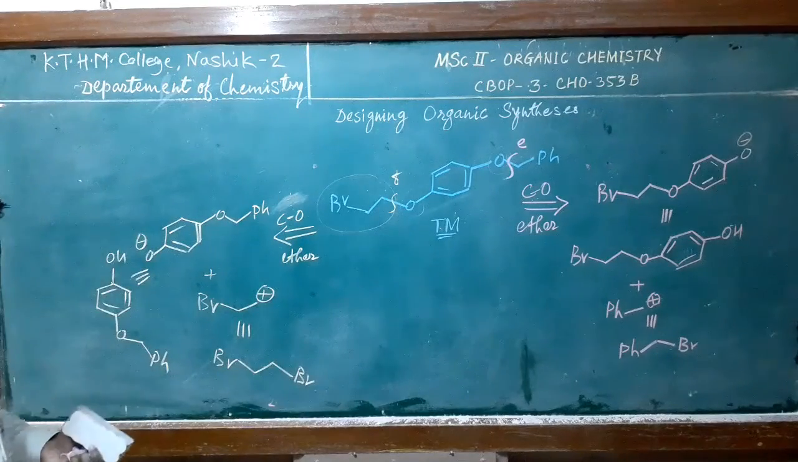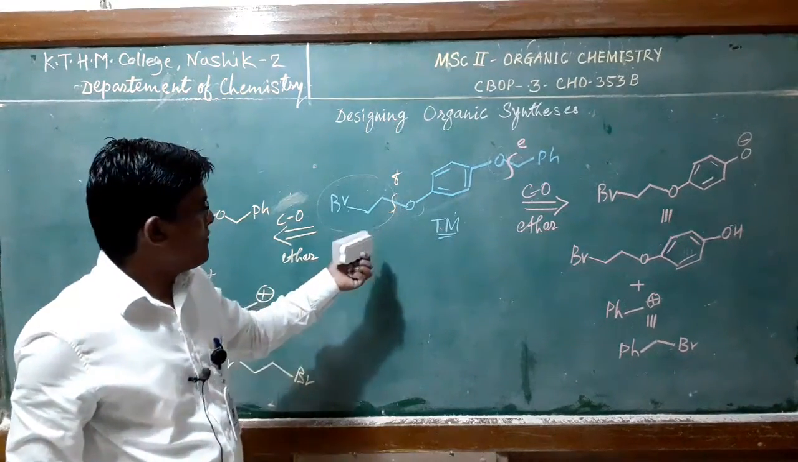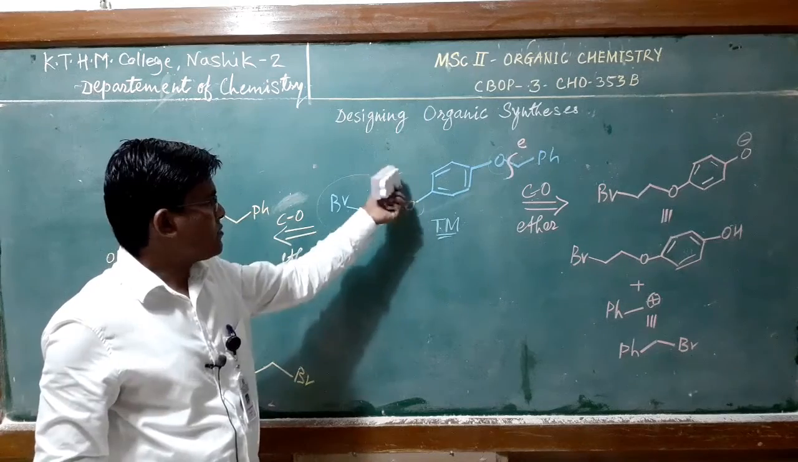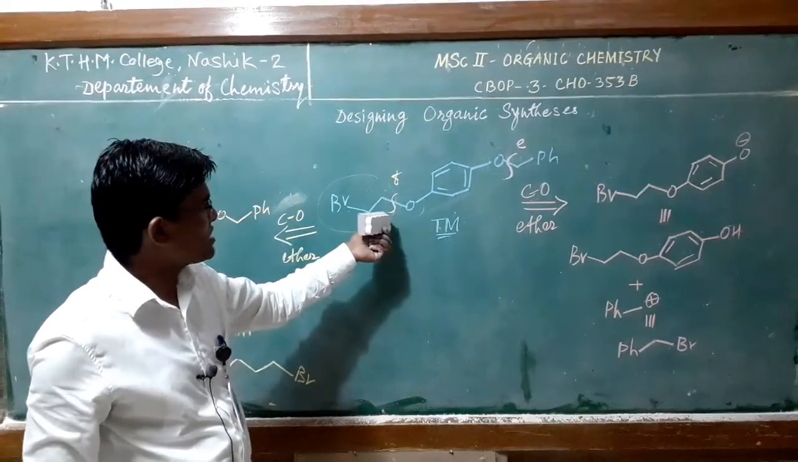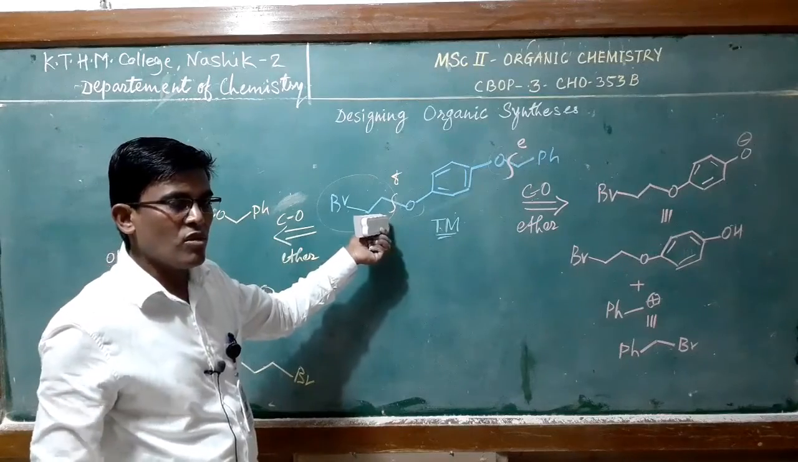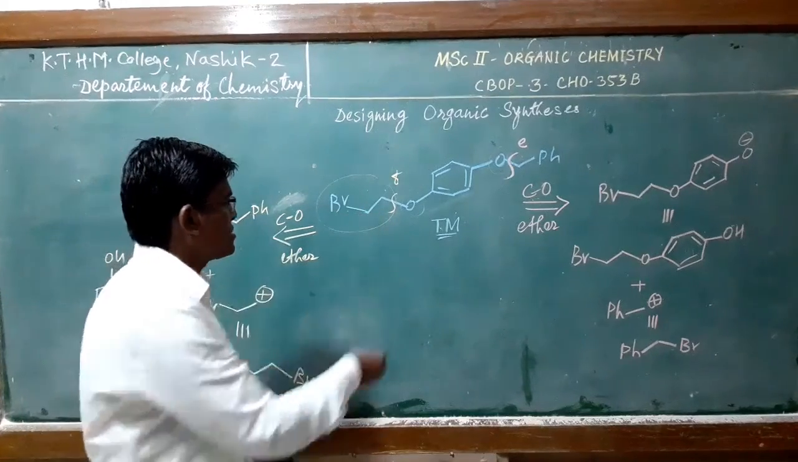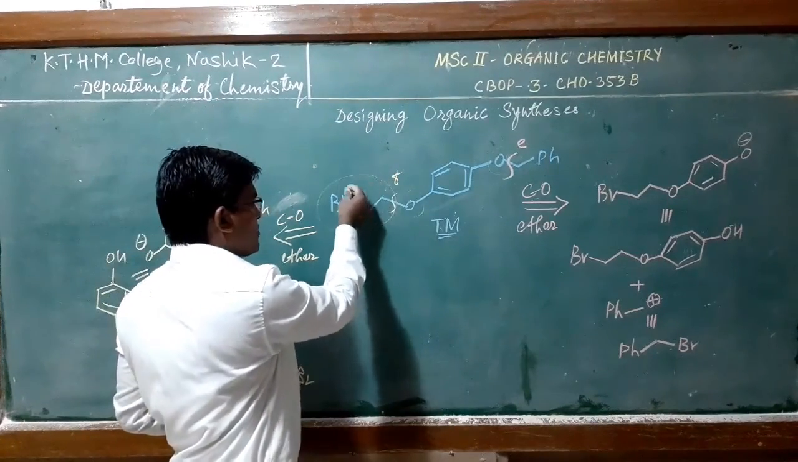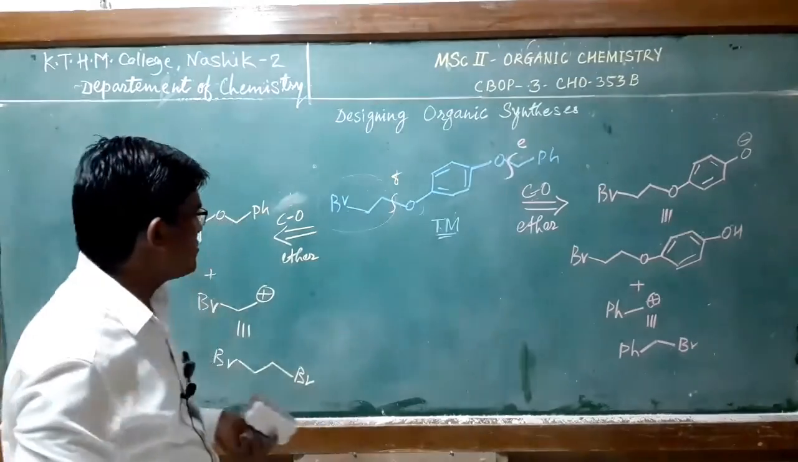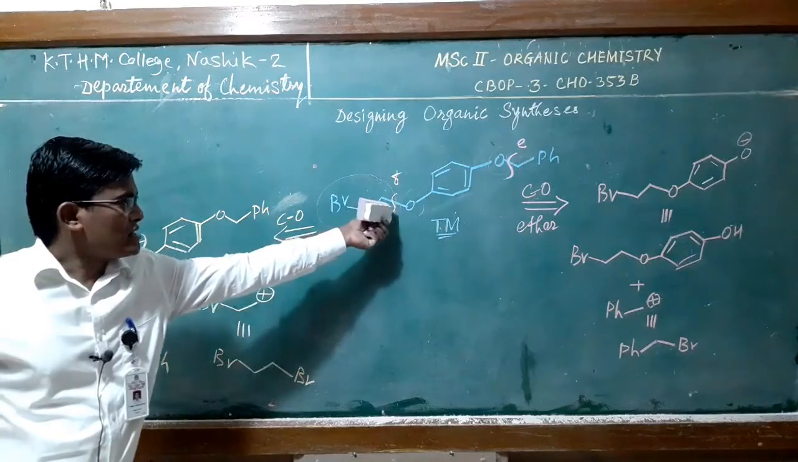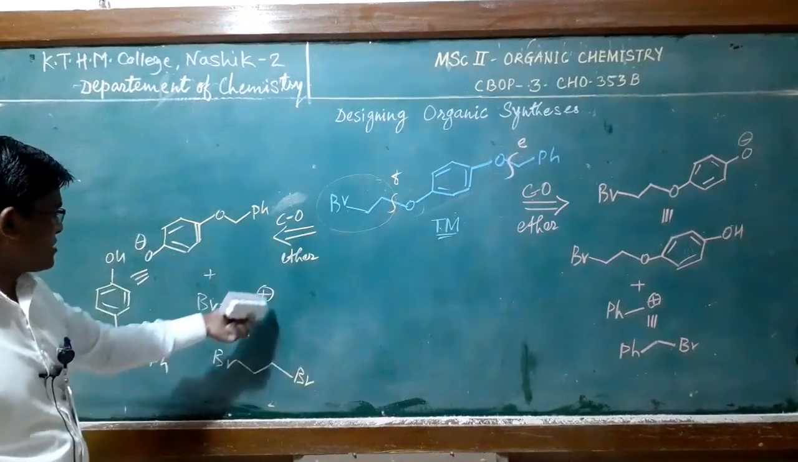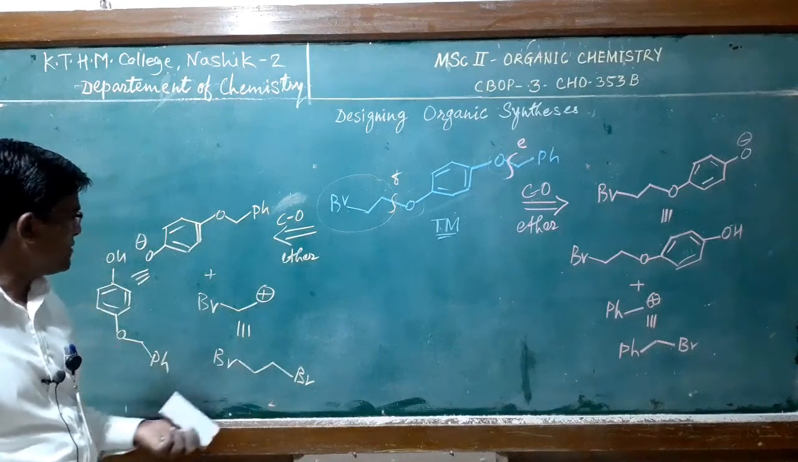So here, what have we done? We have cleaved this C-O bond. We have to disconnect the more reactive functional group, and this bromoethyl group is more reactive. So in this cleavage we have disconnected this C-O bond, and we got this dibromoethane.